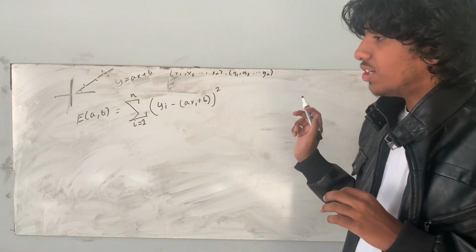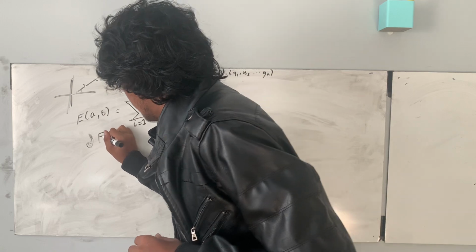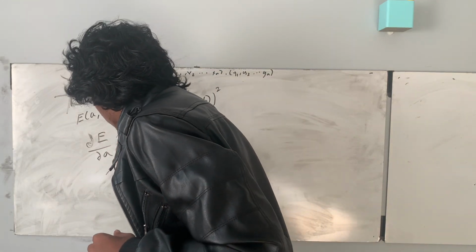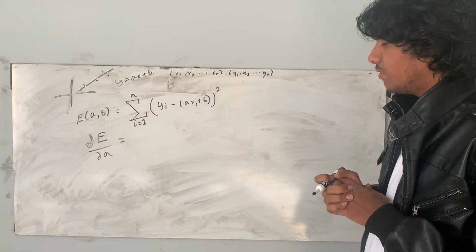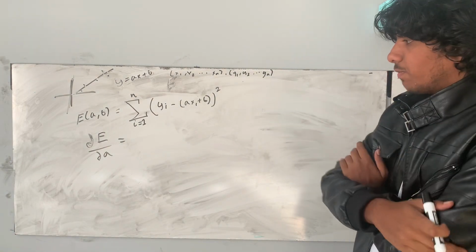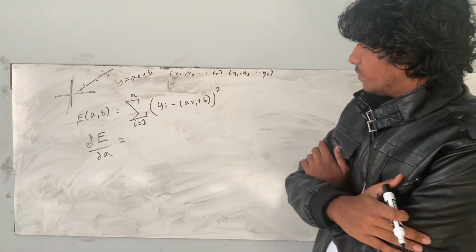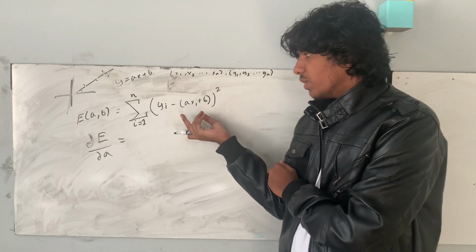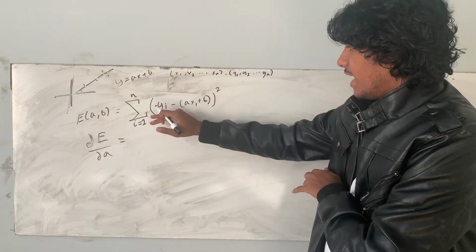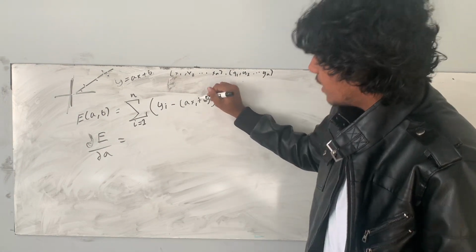So let's take two partials now. Partial e over partial a. So now we're taking a derivative of e with respect to a. Remember, we're adding up a bunch of values, so we can just do them separately. We can treat yi and xi like constants because they actually are. This is xi, my bad.